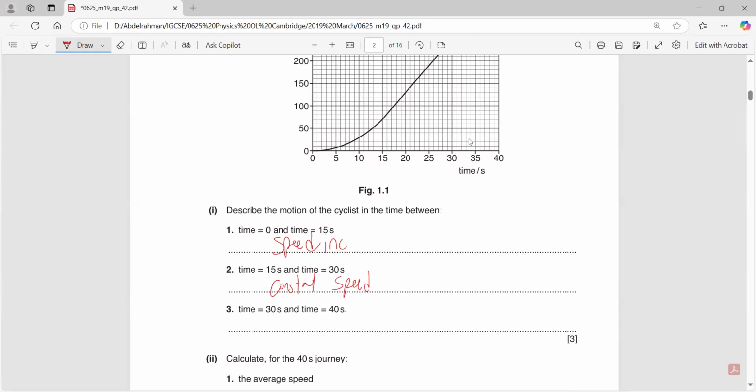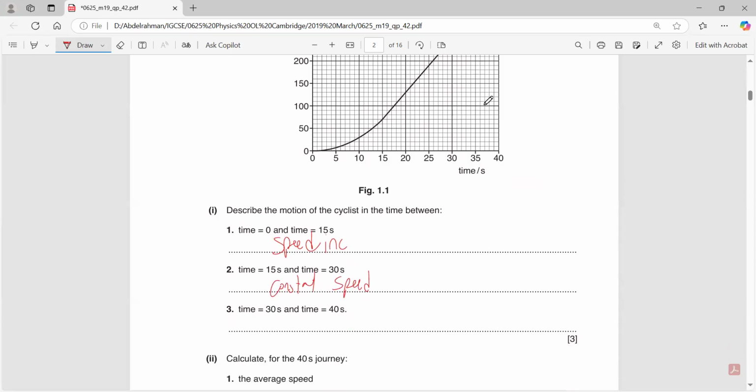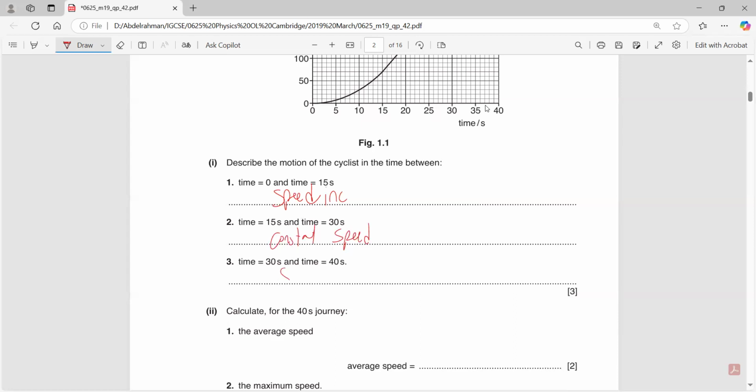Constant speed. From 30 to 40, what's happening to the speed? The speed is decreasing. Why? Because it's curving downwards. So speed decreases, or you can say deceleration.